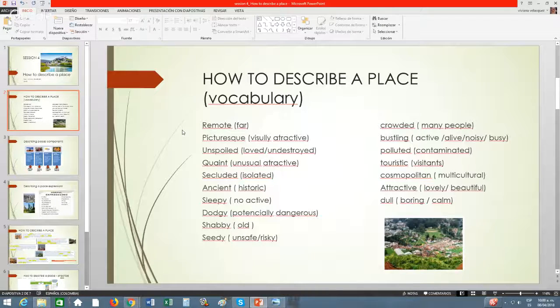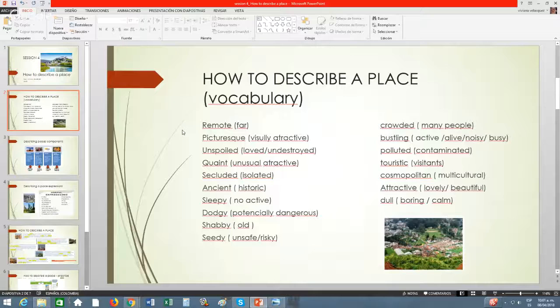Excellent. Now, unspoiled. This refers to a place which has historical value, right? And it is not changed or destroyed by people, right? For example, when you talk about San Felipe's Castle in Cartagena, it's an unspoiled place. It is not changed, it's not destroyed, it continues being the cultural flag of Cartagena, right? So it is not possible to change or make it modern, right?